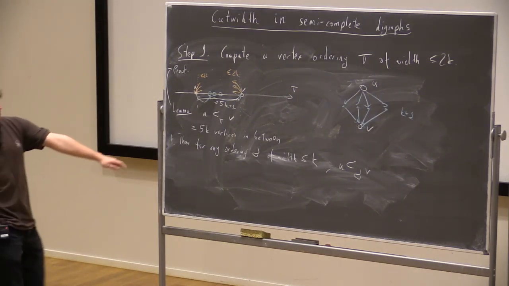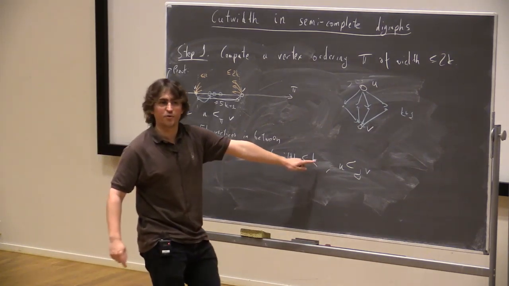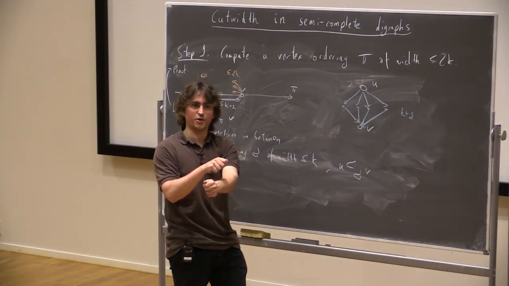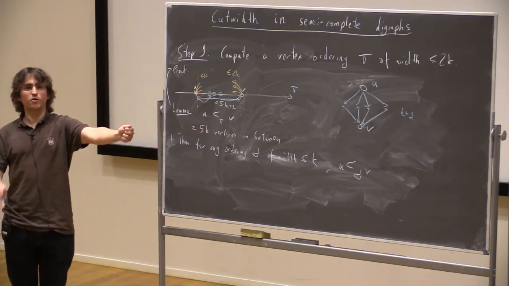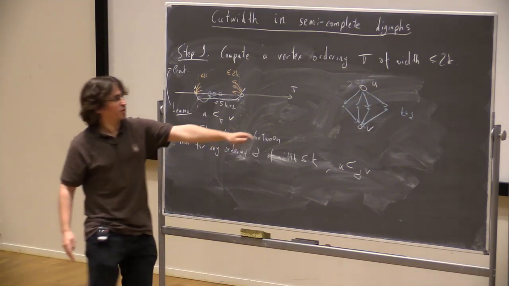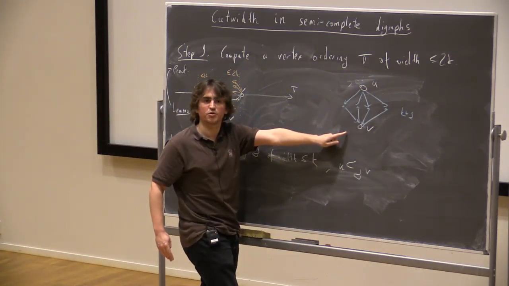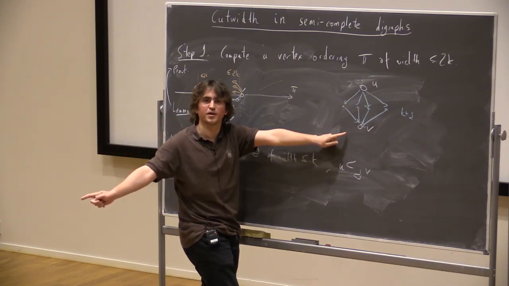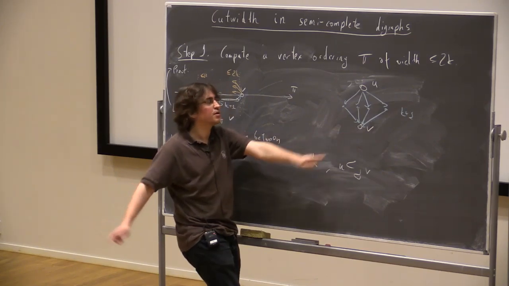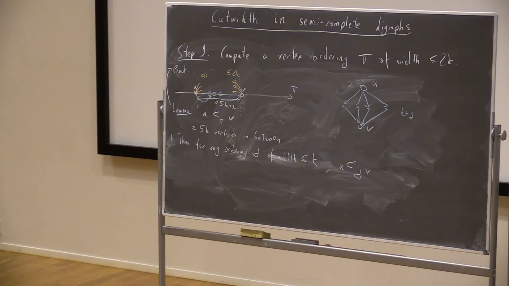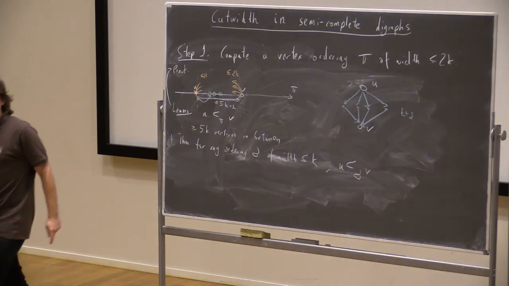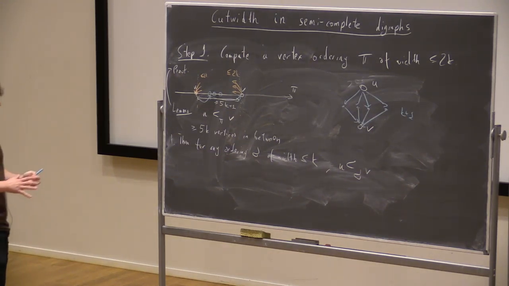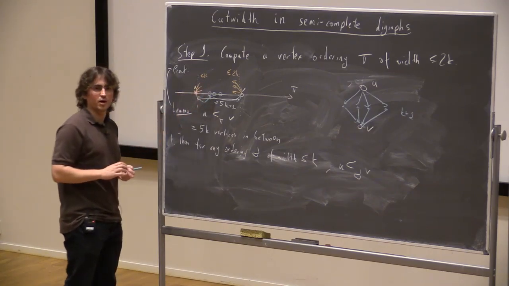So now if in any ordering sigma of width at most k they were swapped, so they were in different direction, then if I look at v before u and I look at any cut between them, each of those edge disjoint paths would contribute at least one to the width of this cut between v and u. This is a contradiction. So this rigidness of the semi-complete digraphs already tells us that this pi is almost the right solution, essentially the right solution up to some local perturbations.